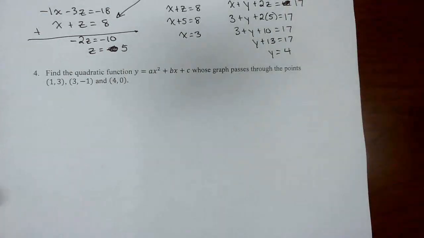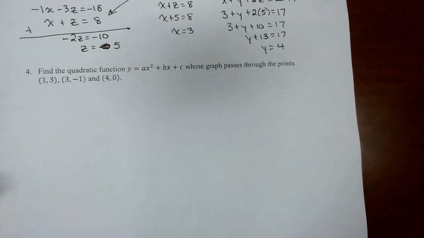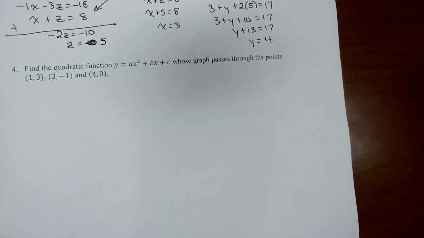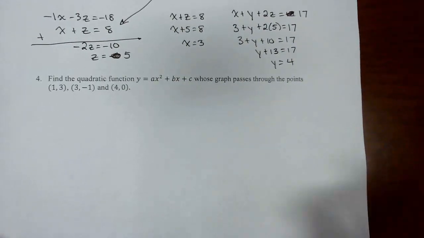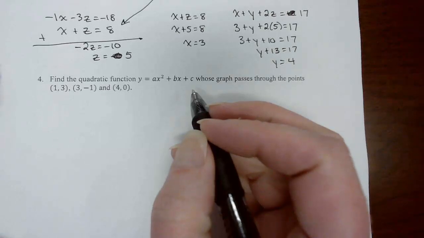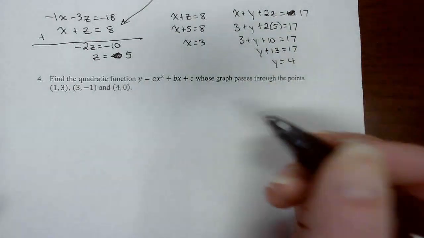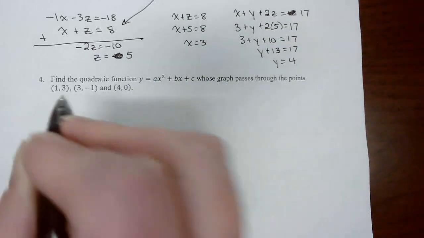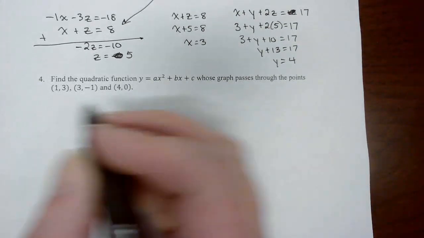So I left this example off the other video because you didn't really need it for the check for understanding, for the mastery check. But it is just kind of a cool thing that you can do. If you have 3 points on the graph of a quadratic parabola, you can actually use those 3 points to find the actual equation.